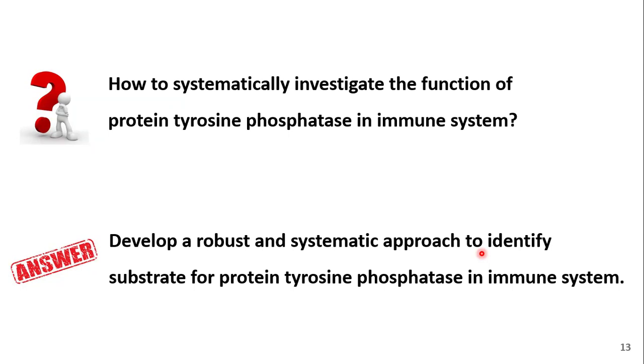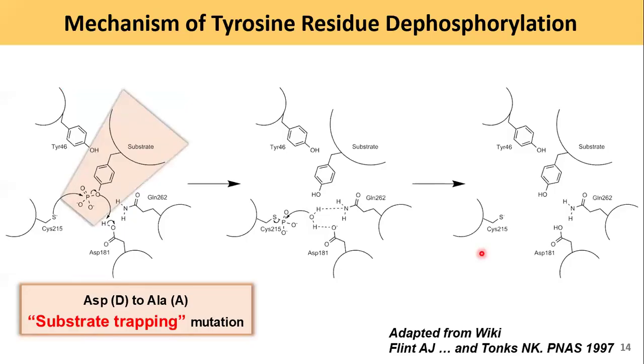So I just give a simple answer. Can we develop a robust and systematic approach to identify substrates for protein tyrosine phosphatases, particularly here PTPN6 in the immune system? Actually, we are very lucky. Nick, 25 years ago, identified the whole mechanism for tyrosine dephosphorylation.